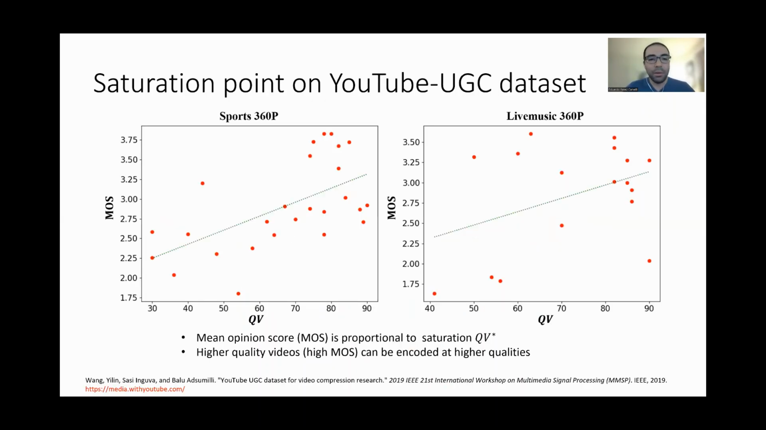In this next experiment, we display the optimal saturation value for the clips on the UGC dataset, and we compare them with the mean opinion score, which is a perceptual measurement of the quality of the video. And we observe that for higher quality videos, which have higher MOS, our method tells us that they can be encoded at higher qualities or using higher quality values.